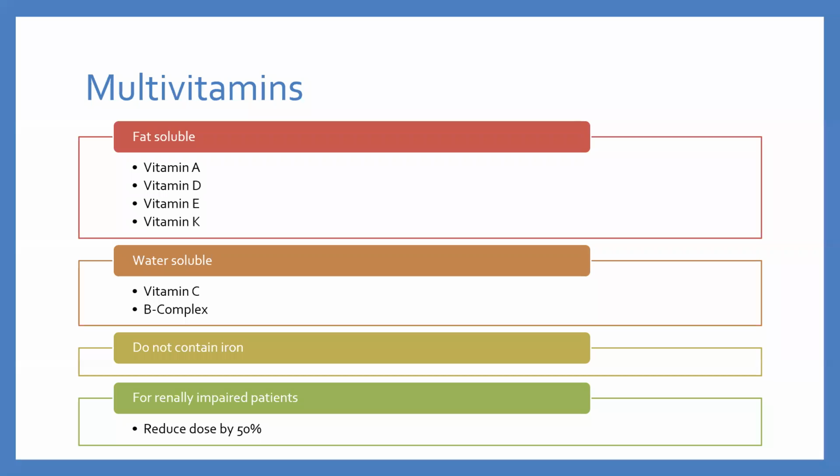Multivitamins that we do place in the parenteral nutrition. So just keeping in mind your fat solubles, your ADEK vitamins that we place in there, as well as your water soluble, which includes your vitamin C and your B complex. The multivitamins that we do place in the TPN do not contain an iron supplementation, so keep that in mind. And then for patients who become renally impaired or are renally impaired at baseline, we typically will reduce the dose by 50% for these patients.